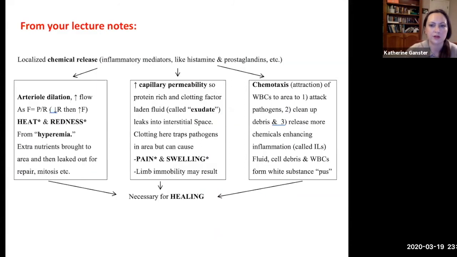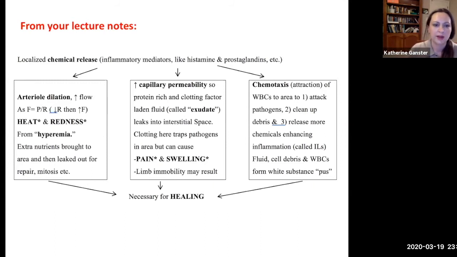All right, so from your lecture notes, go ahead and look at this page. This is kind of a review about what we were just talking about. So inflammatory mediators here. Again, arterial dilation, that means the inside lumen is getting bigger. So if an arteriole is like this, it's going to get a little bit bigger. Increased blood flow. With that blood flow is going to be more heat, more redness.